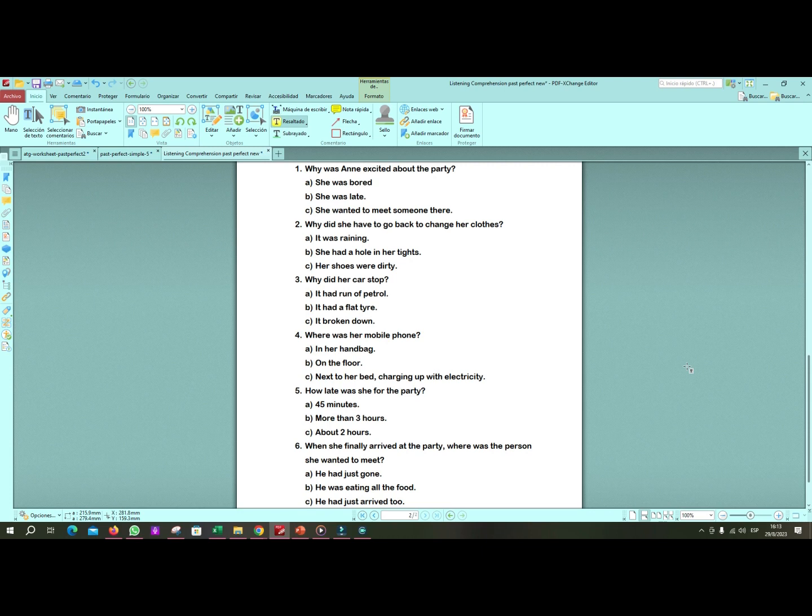But then I looked down and saw I had a hole in my tights. So I had to go back inside, change my tights, come out again. So I was getting a little bit late for the party, but not too bad. I got in my car, started driving. About halfway to the party, my car stopped. I couldn't understand what was the matter until I looked at the petrol gauge. It had run out of petrol.